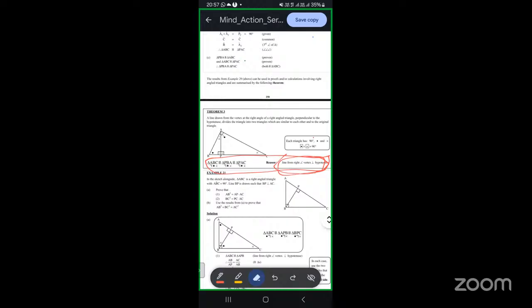You don't have to prove in this scenario whereby there is the right angle triangle and there is that line drawn from the right angle and is perpendicular to the hypotenuse. You don't have to prove if you go for this one. You just write this thing here and then write the reason, because that is from theorem 3. Okay, sir.